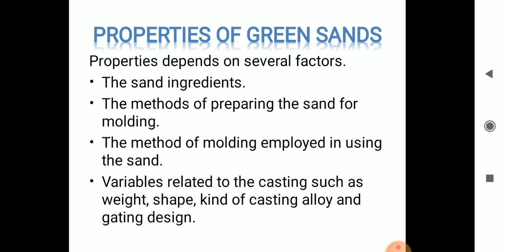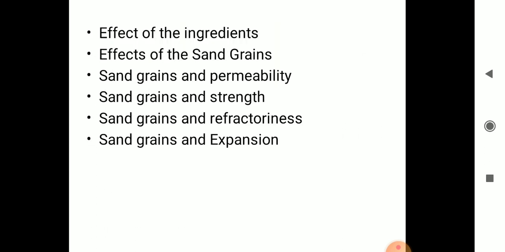Next is the properties of green sand. The properties depend on several factors. The first is the sand ingredients, the method of preparing the sand for molding, the method of molding employed in using the sand, and variables related to the casting such as weight, shape, kind of casting alloy and gating design. The first one is the effect of the ingredients.